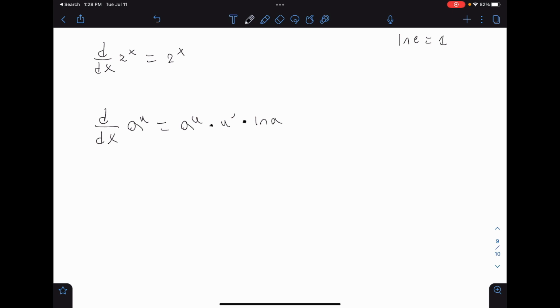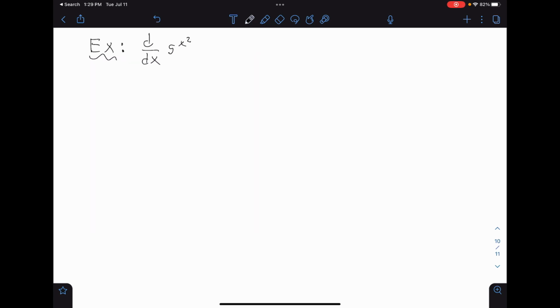U prime is the derivative of x, and the derivative of x is 1, so we don't really care about it. So times 1, then times ln a. Now we need ln, and then within the parentheses is a, which is 2. So this is equal to 2 to the power of x times ln of 2. And that's how you do the derivative of a to the u.